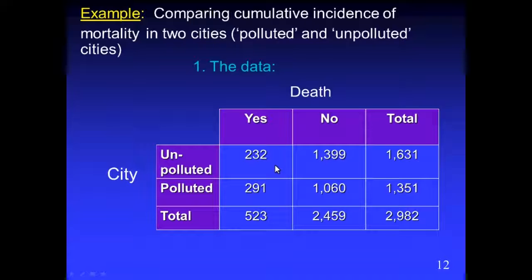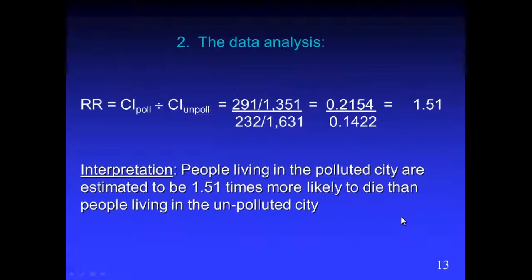So these are the data, and it's set out in terms of a 2x2 table, so you can see the numbers of deaths that occur in the unpolluted city and in the polluted city, and the numbers of people who don't die, and then the totals, of course, the row totals, and the column totals over here. The total number of people in the study is nearly 3,000. Okay, so those are the data.